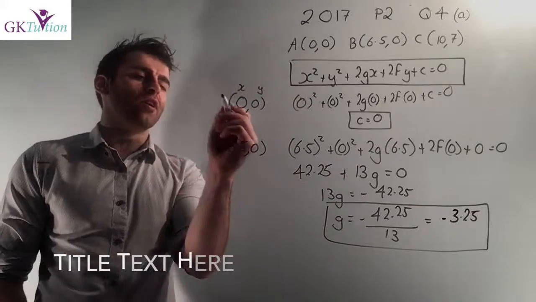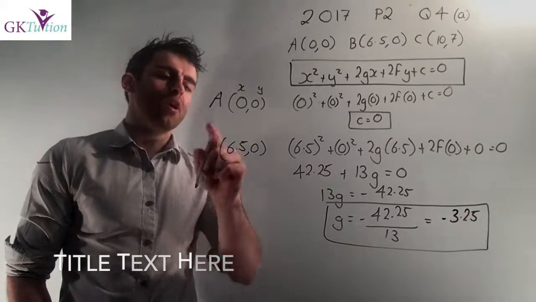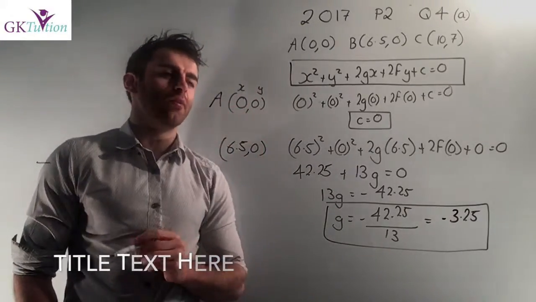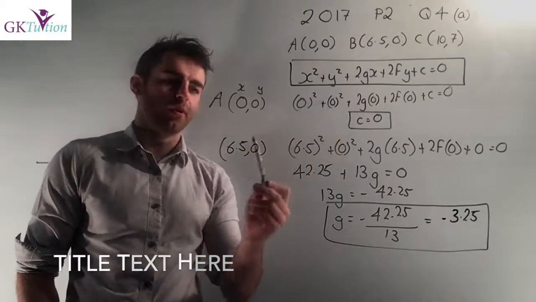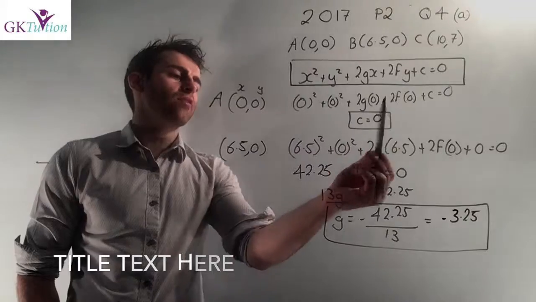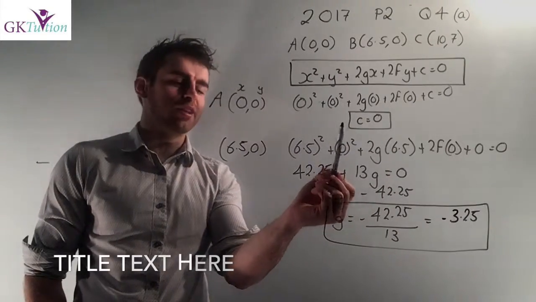First of all, I subbed in the coordinate A. I know the coordinate A is 0, 0. That means that when x is equal to 0, y is also equal to 0. So if I just sub it in, everything cancels out and you end up working out that c is equal to 0.